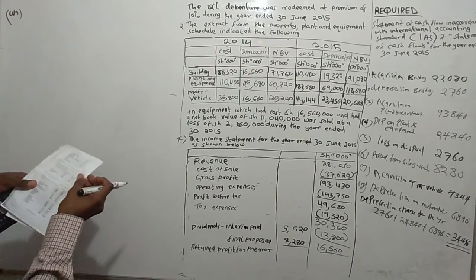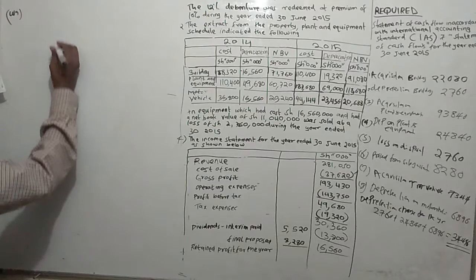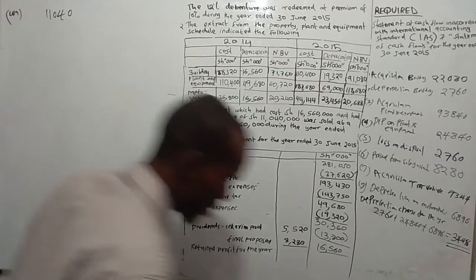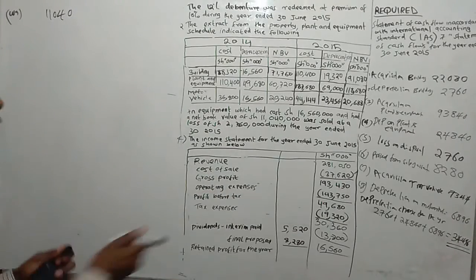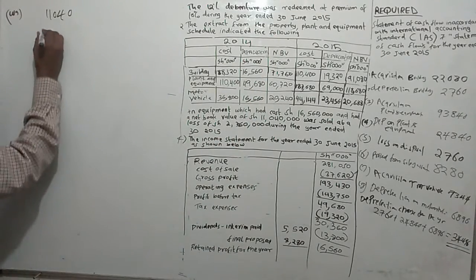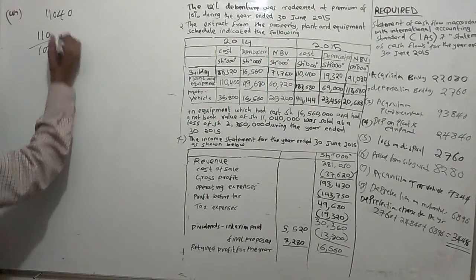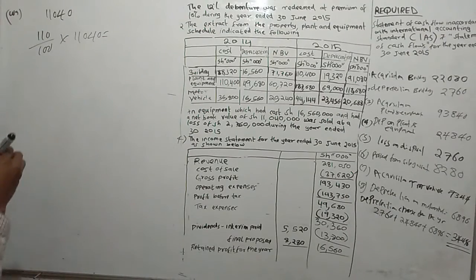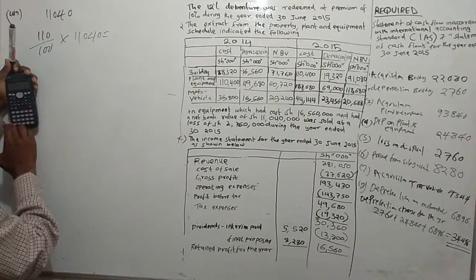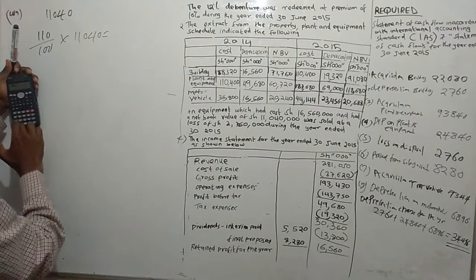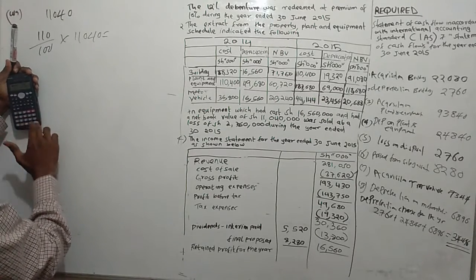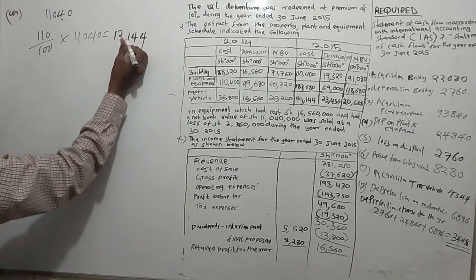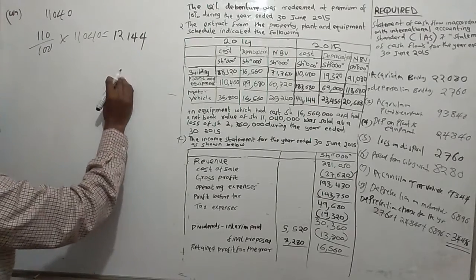Now, remember, percentage is always 100%. Now the premium is going to be 110%. 110 over 100 multiplied by 11,040. This is going to give us the premium on the debenture. So 110 over 100 multiplied by 11,040, we get 12,144. This is the debenture, but not the premium.